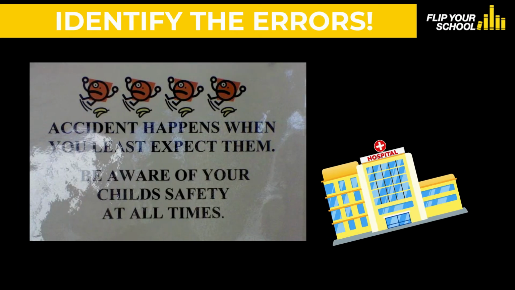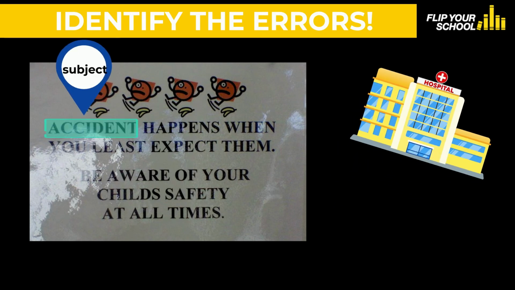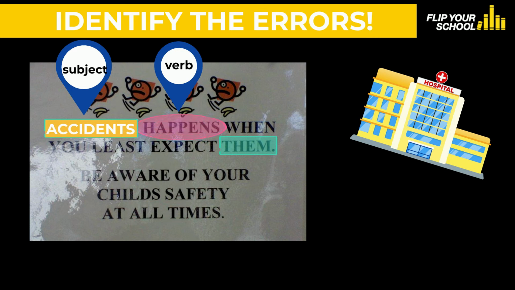Let's take a look at another example. The subject accident is wrong, as the pronoun them, used at the end of the sentence, implies there is more than one accident. Therefore, the correct subject would be accidents. This means the verb happens would be incorrect. For the subject and the verb to agree, the correct verb should be happen.